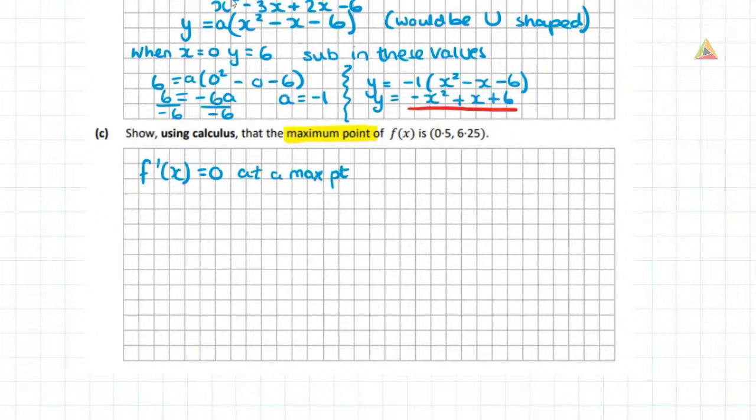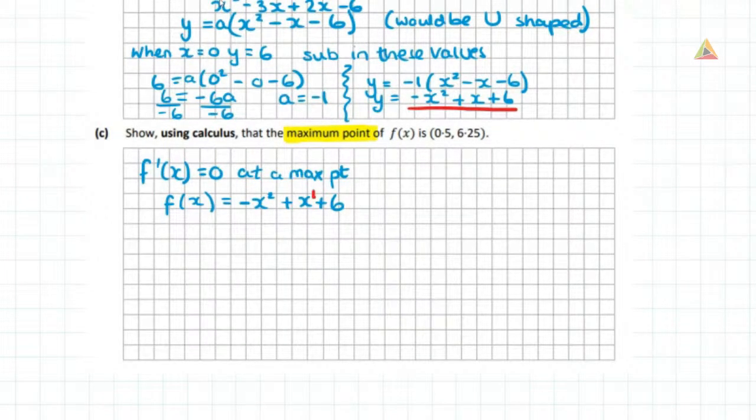Okay, so I know that dy dx or f dashed of x is going to be equal to 0. So that means I'm going to have to find f dashed of x. Well, f of x we've shown is equal to minus x squared plus x plus 6. And now we're going to have to do dy dx or f dashed of x, or differentiate, or use calculus, all the different ways that they can ask us. So again, I'm going to put in a power of 1 on that x just to make it a little bit easier for myself.